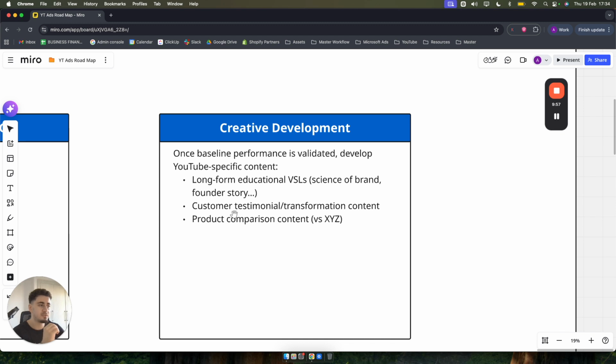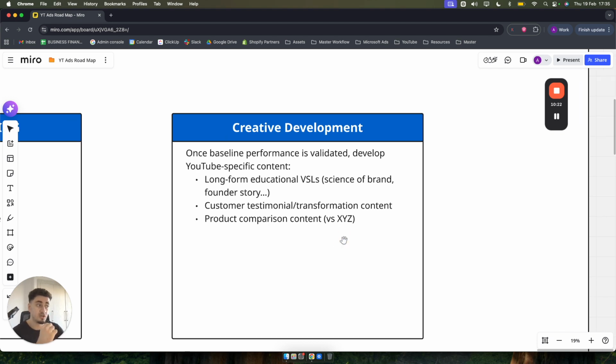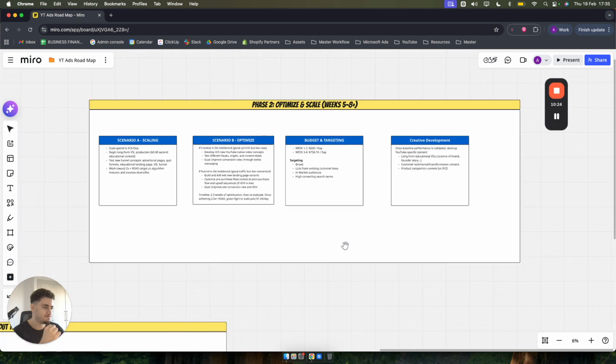And then customer testimonial / transformational content, right? Before and afters, that sort of stuff. This crushes across any platform, even on YouTube, it works really, really well, right? And then product comparison content, right? So running this to a comparison page will absolutely crush, right? And this is something we're doing as well. So just comparing yourself and your product and your brand to some of the bigger guys or just people that consumers are aware of in the marketplace.